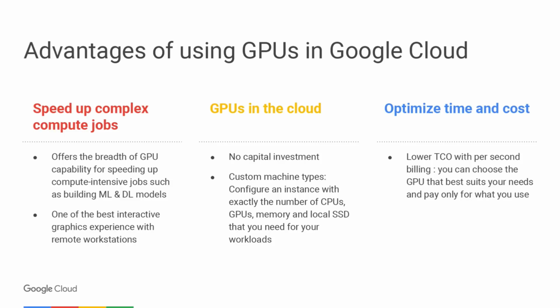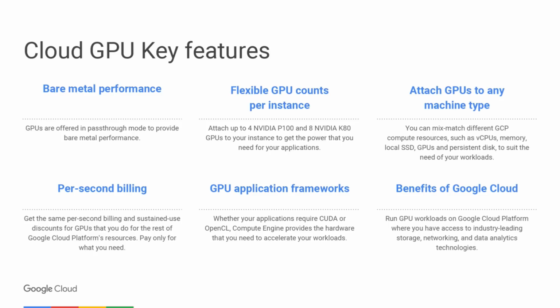So also, to try out a GPU in the cloud, you can just go to Google Cloud and ask for one and start it up and start running. You don't have to do any installation or any capital investment, and you only pay for what you need in that case. So some of the key GPU features are that we offer bare metal performance.